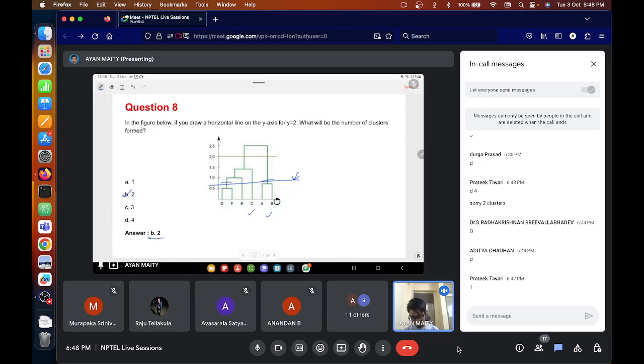So basically you have to check at this point how many branches there are. If this is where I am cutting off, this is one, this is one, this is one, this is one. These are the 4 clusters you would get. Okay, thank you.